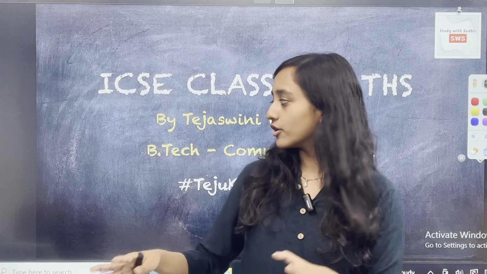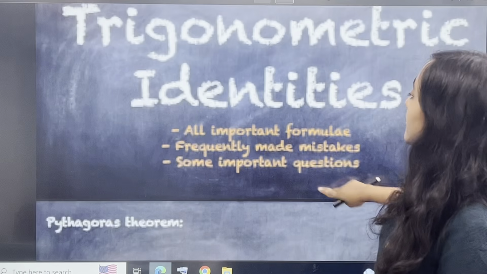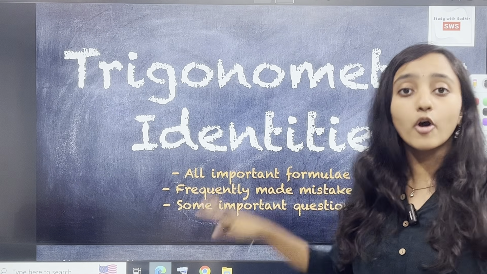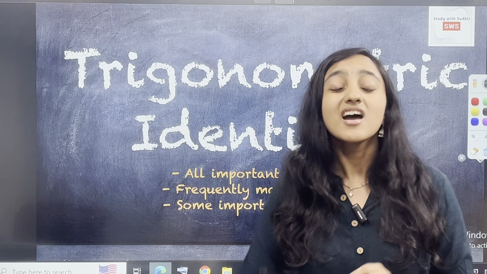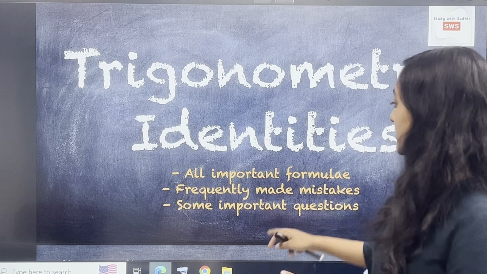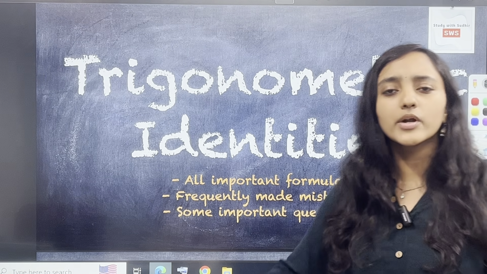Okay, so what we are going to be doing through this video is that first we will be looking at some of the most important formulae of trigonometric identities. What are these trigonometric identities? We are going to be talking about the frequently made mistakes.